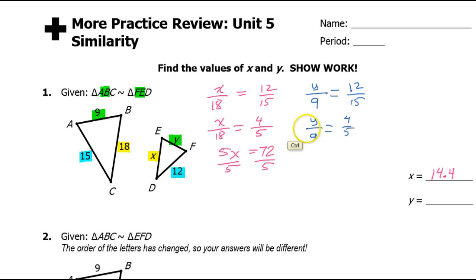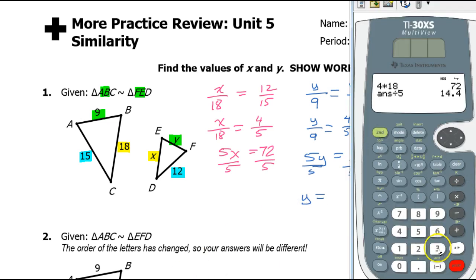I'm just reducing again. Along this diagonal, I have 5y. Along this diagonal, that multiplies out to be 36. And I divide both sides by 5. And 36 divided by 5 is 7.2.